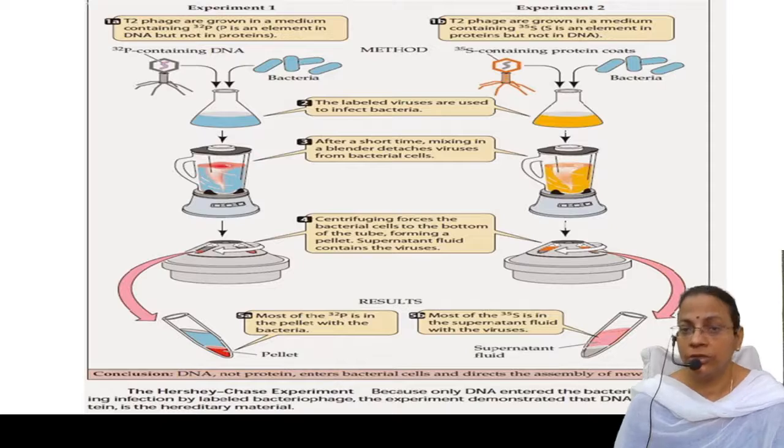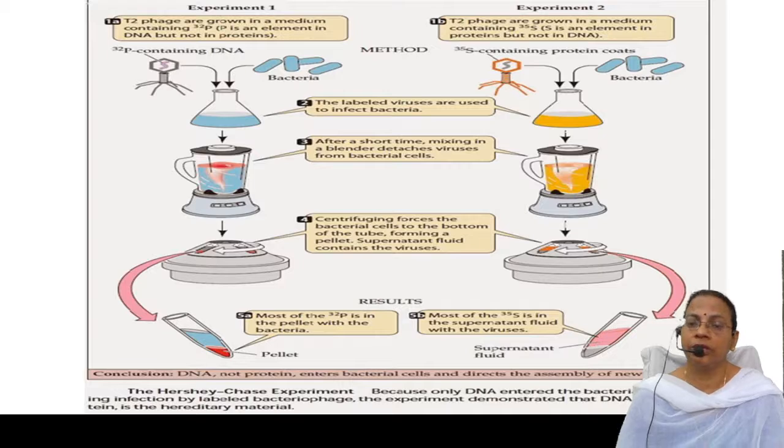So the steps they followed: the first step was infection, allowing the two differently labeled T2 bacteriophage cultures to infect the E. coli. Then the second step, they were allowed to blend after some time to detach the coats from the bacteriophages. Then the separation of these coats from the bacterial culture was done by centrifugation. And after centrifugation, they observed the results.